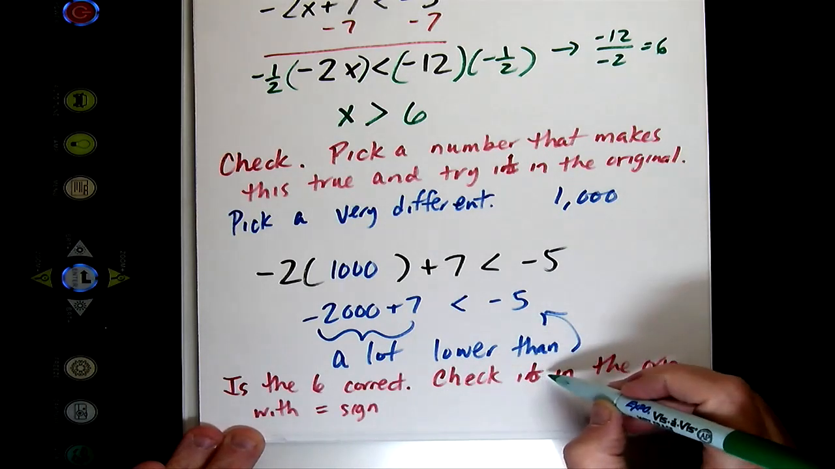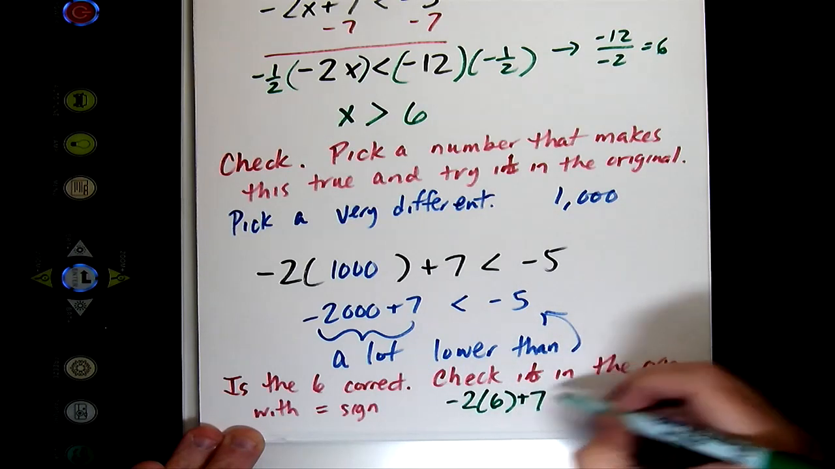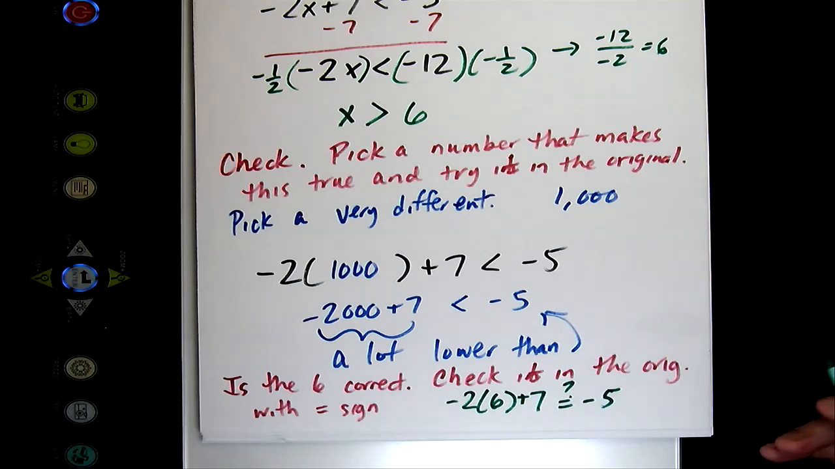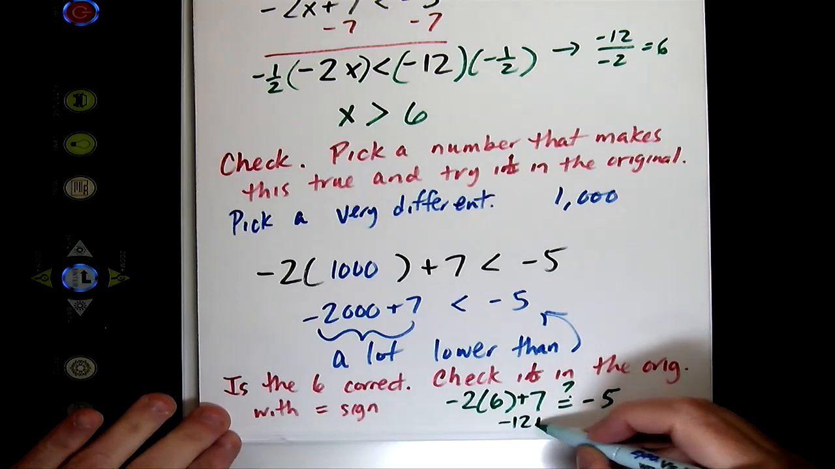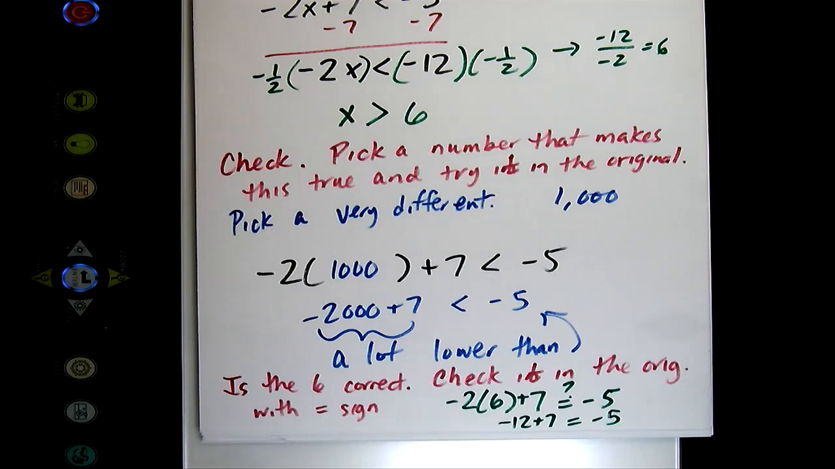Check the exact 6. Negative 2 times 6 plus 7. Does that equal negative 5? Negative 12 plus 7 does equal negative 5. So 6 was the correct value. That way you can check the values are correct. And if you want to make sure you didn't mess up the signs with the negative thing, you can always use a test number.